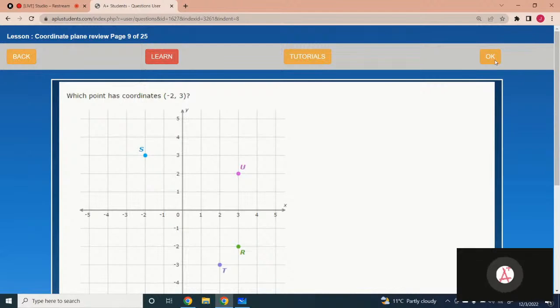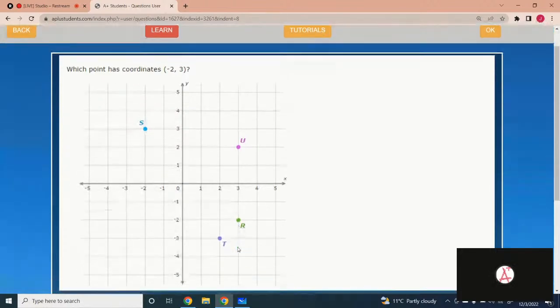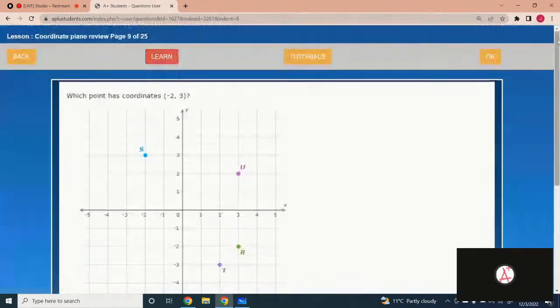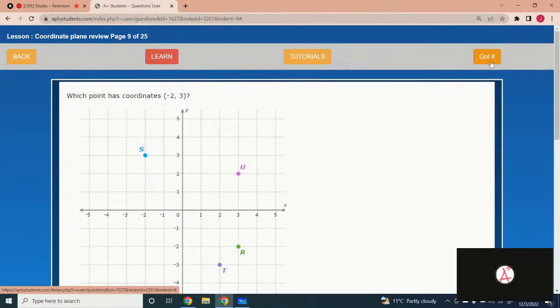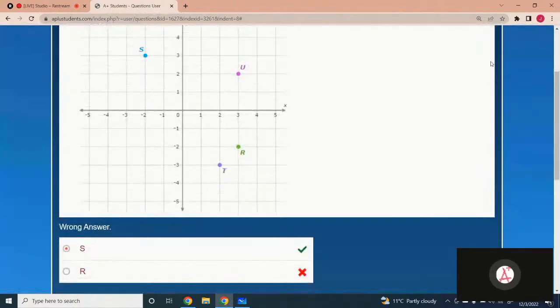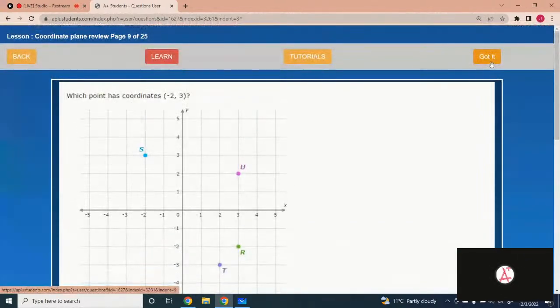Which point has coordinates -2 and 3? Okay, x is -2. Here we have -2 and y is 3. So that means R has the coordinates -2 and 3. Got it? So the correct option is R. Just select the correct option then click on the OK button. Oh, sorry, I selected the wrong option. R is the correct option. Okay, got it.